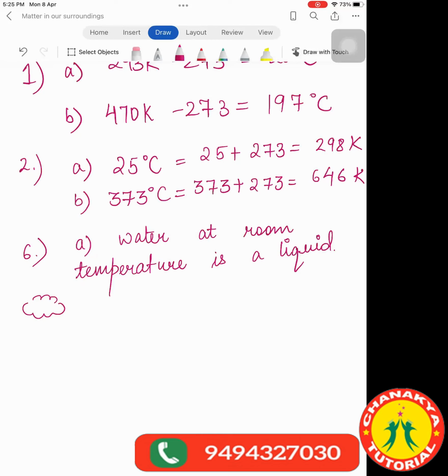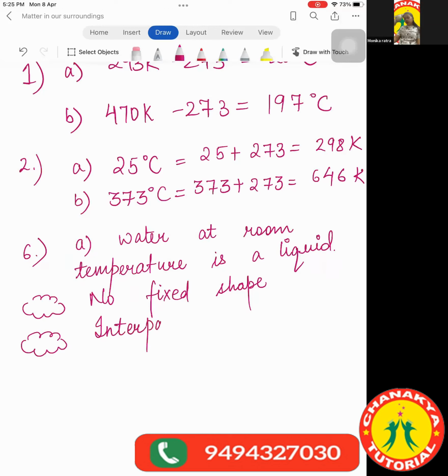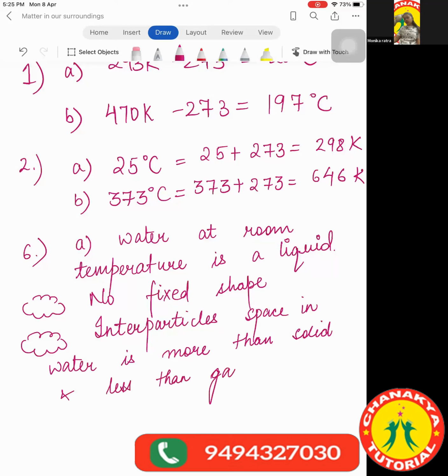Ma'am, it doesn't have a fixed shape, like definite shape. And liquids have the intermolecular space between the molecules more than solids. Very good. Intermolecular or interparticle spaces in water, because they're specifically asking about water, is more than solids and less than gases. There could be any other property also which you can add to this point of liquids.